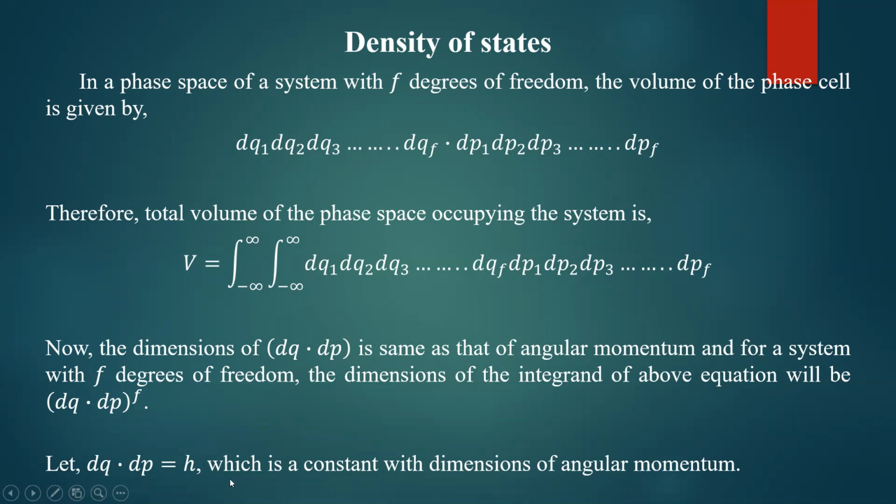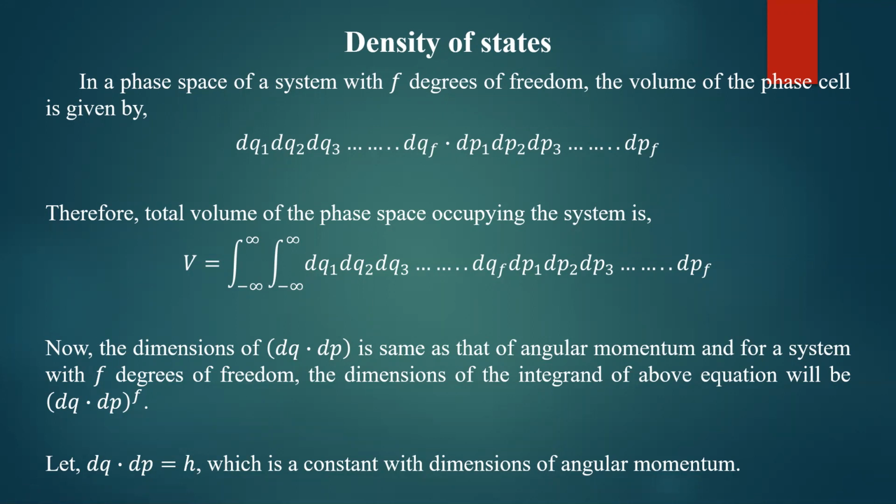For a given coordinate, this product is going to be constant in accordance with the conservation of angular momentum. This dq into dp equal to h, and in accordance with quantum mechanics also, this angular momentum is going to be conserved and it is going to be quantized.